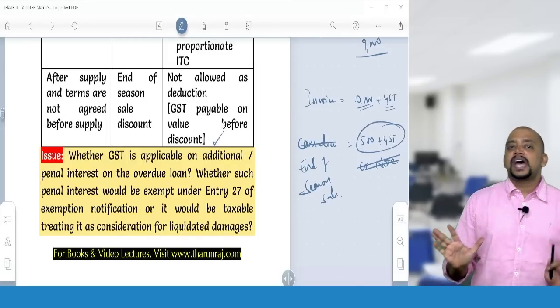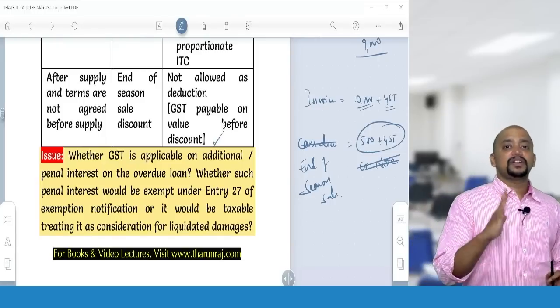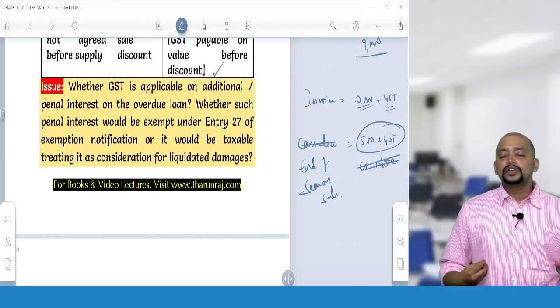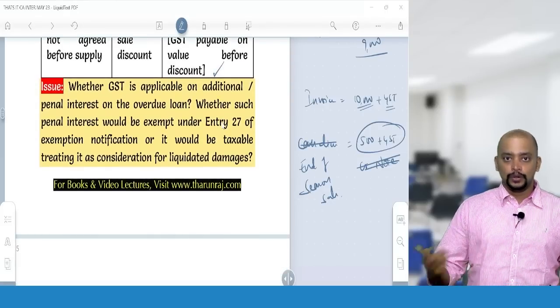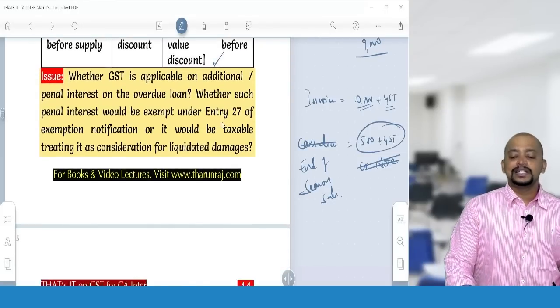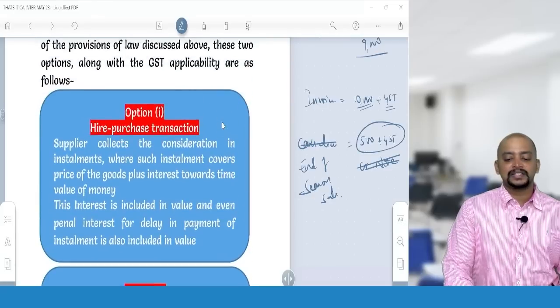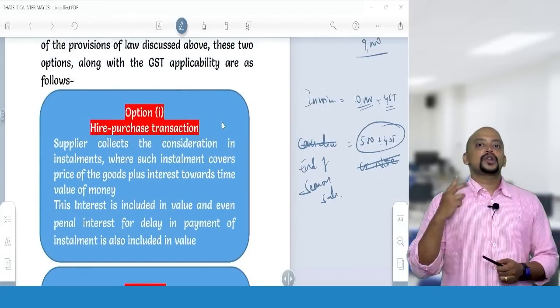So this is what we have in value of supply section 15 subsection 1, 2 and 3. Then whether GST applicable on addition or penal interest on the overdue loan. So the loans are basically divided into two, that is hire purchase transaction and hire purchase financing. Hire purchase transaction means there are only two parties.